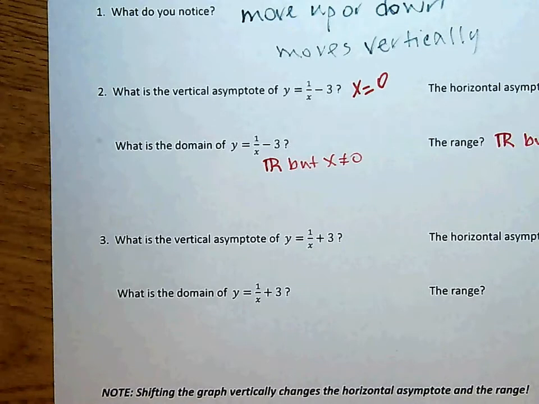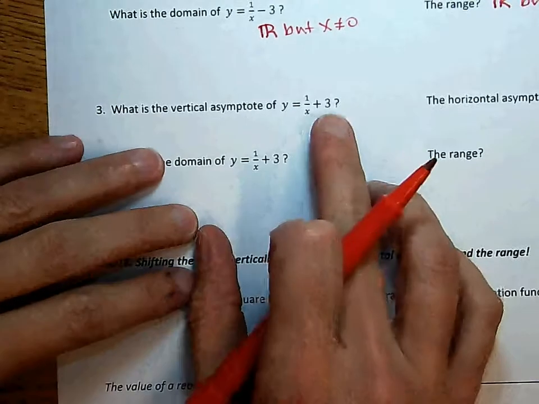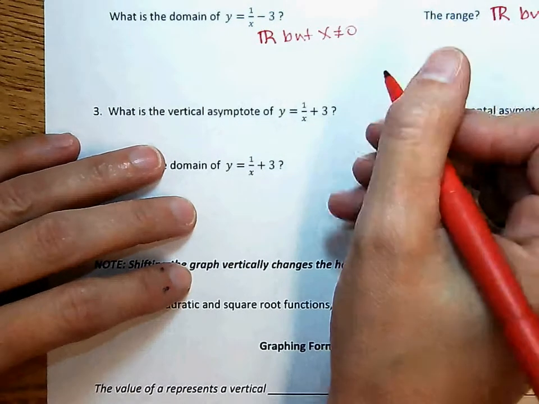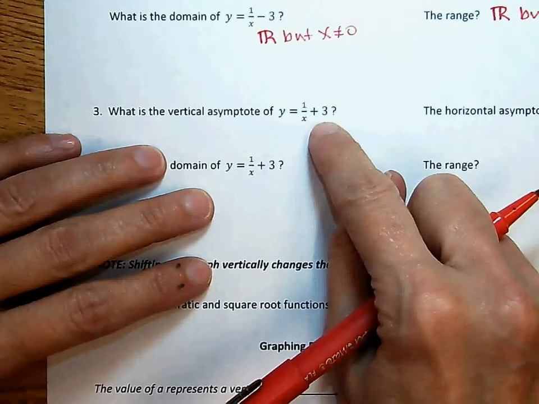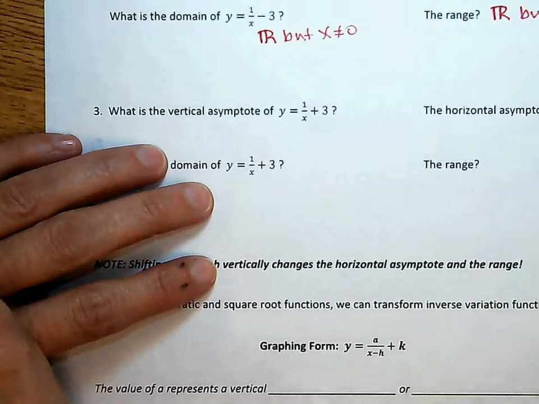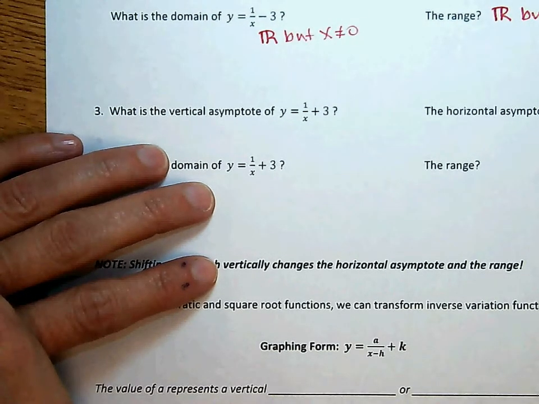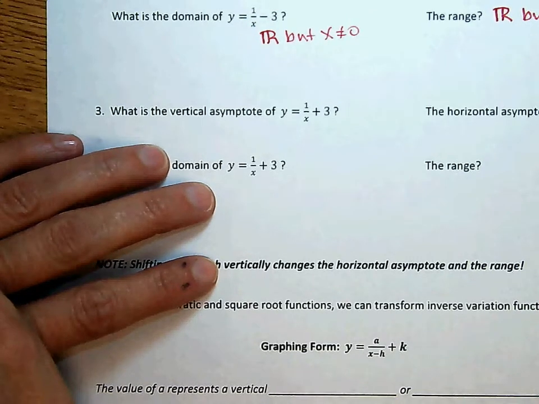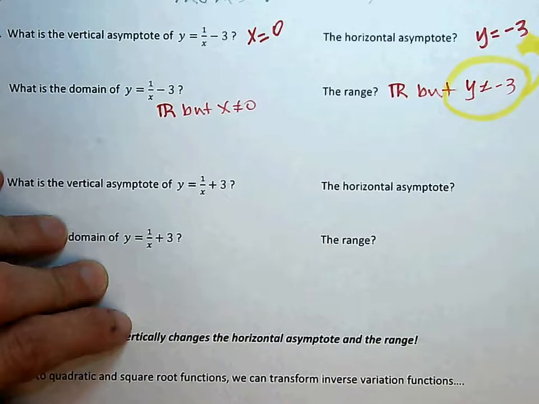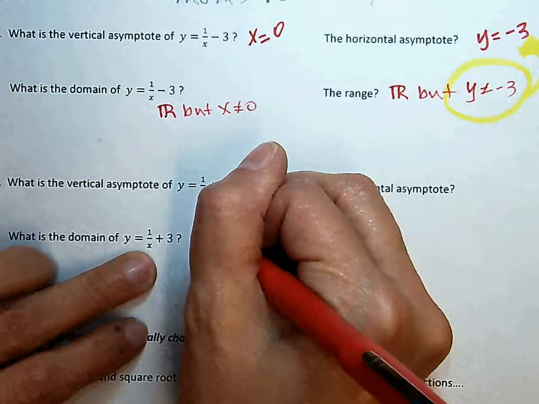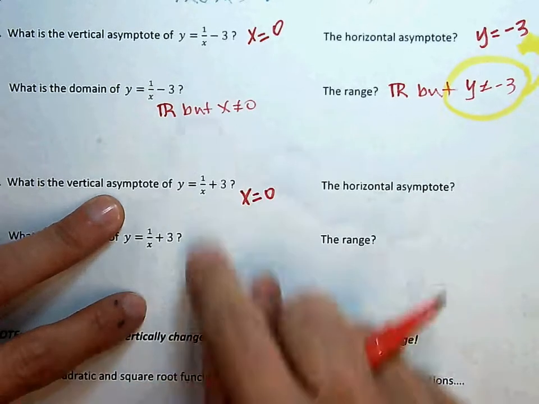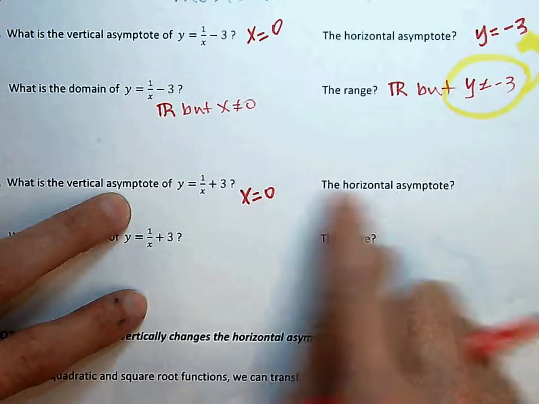And then what happened in number 3 right here? It moved it up. So where's your vertical asymptote? If it moved it up 3, where's your vertical asymptote? Listen to what I'm saying. It moved it up 3. Did it move it right or left? No. So the vertical asymptote still is at x equals 0 because I didn't move it left or right. Now what you were answering is where's the horizontal asymptote?